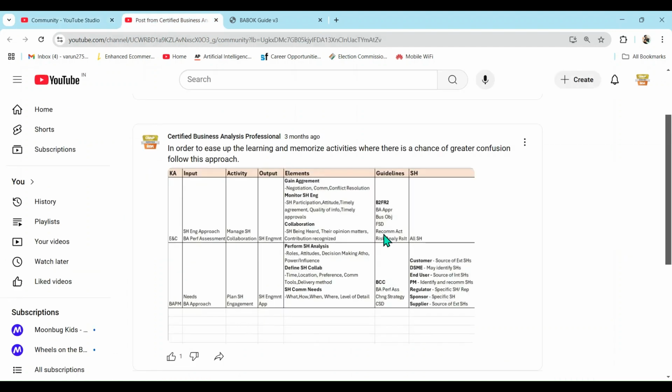Okay, so here you can see, in order to learn the guidelines, can you see here B2FR2? These are the acronyms that I have created to understand or to memorize the guidelines. B2FR2: B2 means BA approach and business objective. F is future state description. R is recommended action. And the second R is risk analysis results. In a similar way, you can create some abstract or acronyms that will help you to memorize it quickly.